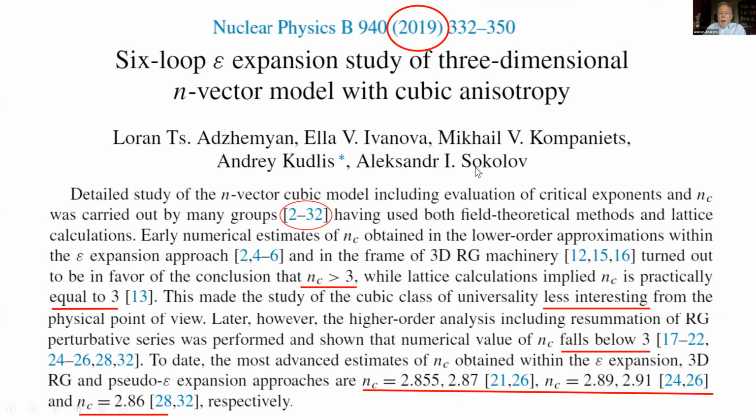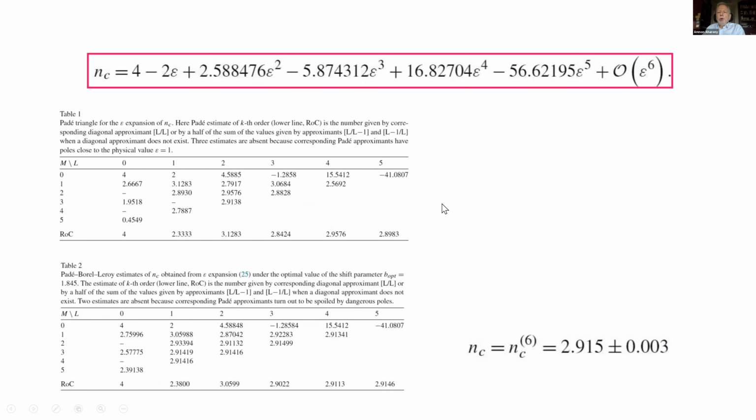From this group, 6th order epsilon expansion. And as you see, they give many, many references to earlier work. And then they said that earlier people thought that NC is larger than 3. And then they said maybe it's practically equal to 3. And then they went on to say that the various more recent references that they give conclude 2.85, 2.87, 2.91, 2.86, etc. This is their own expansion.